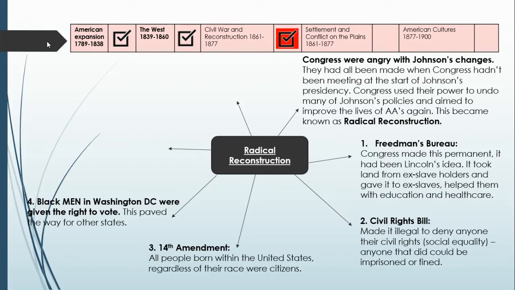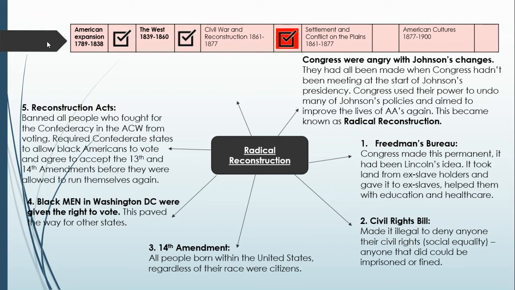We also see black men. It's important to note that it is not women at this point, but black men in Washington DC, which remember is the capital, were given the right to vote. This paves the way for the other states, so there has been real progress here. They are now citizens, they have their civil rights, they are getting support from the Freedmen's Bureau, and they are now given a political voice if they live in Washington DC. So it's only the start, but it's likely that other states will follow suit.